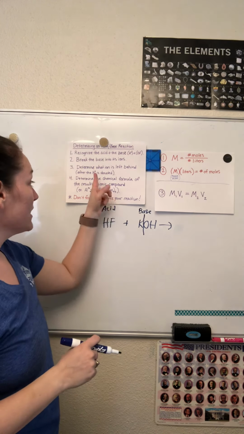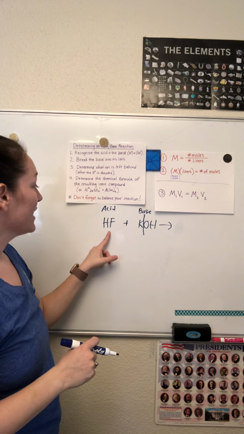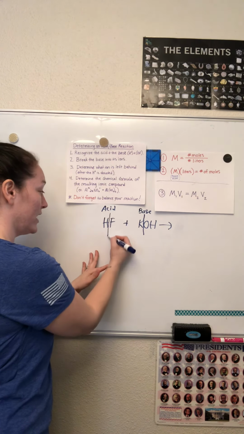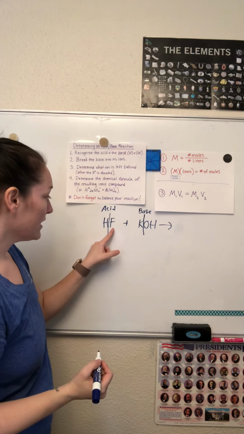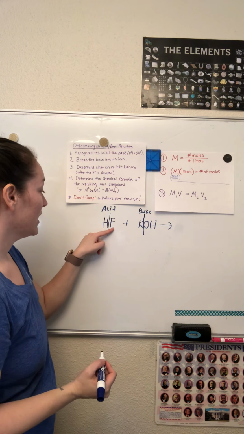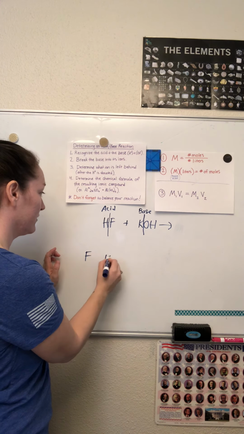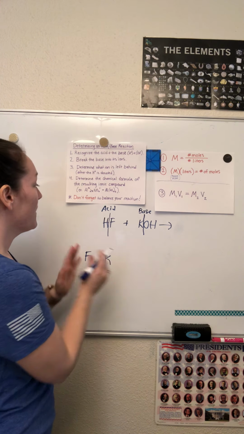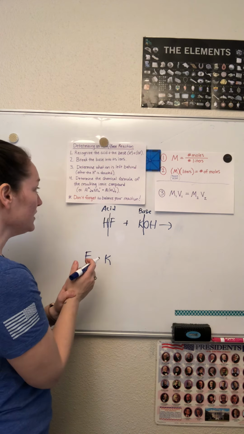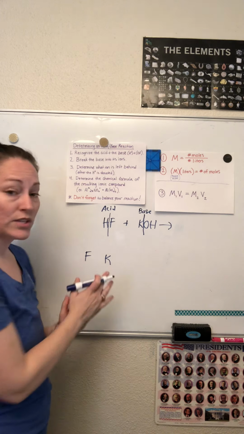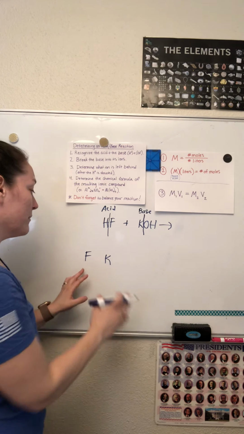Okay. Step 3 says determine what ion is left behind after the H is donated. So this is the same thing. I'm going to break this, and this is going to be the ion left behind. Okay. So I'm going to leave what's left behind and write it over here. Okay. So this is step 4 now. It says determine the chemical formula for the resulting ionic compound. So this is what we learned in Module 8.